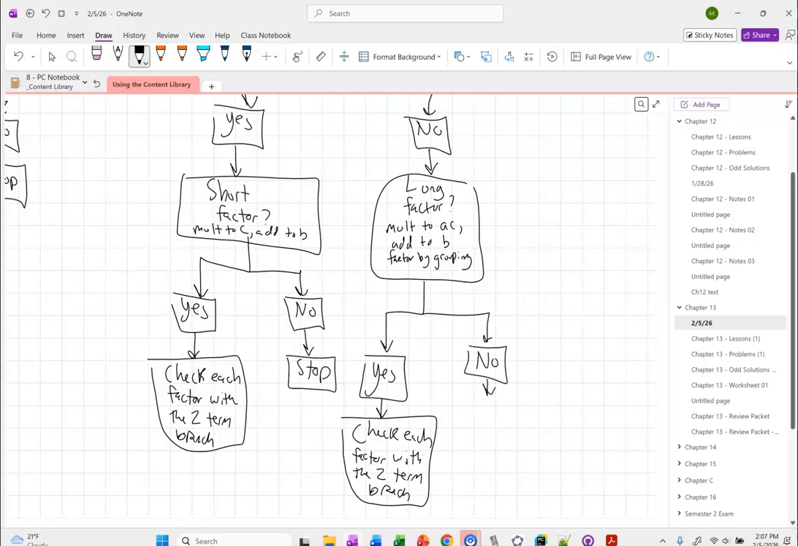And if it can't do that factoring, then we have to stop. There's nothing more for us to do there. Everybody still doing okay? That completes the three-term branch. Now we'll go to the four-term branch.